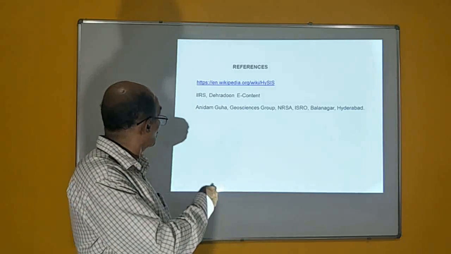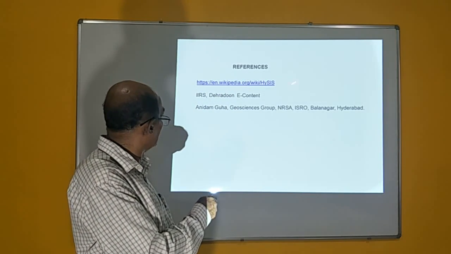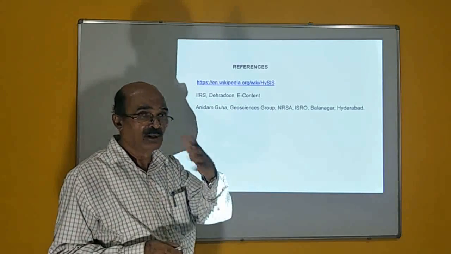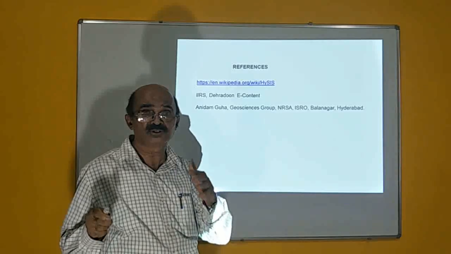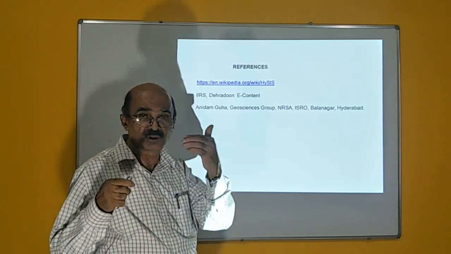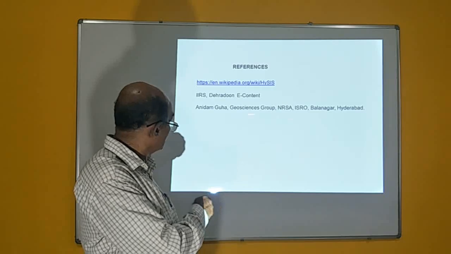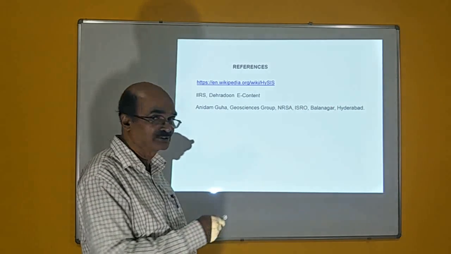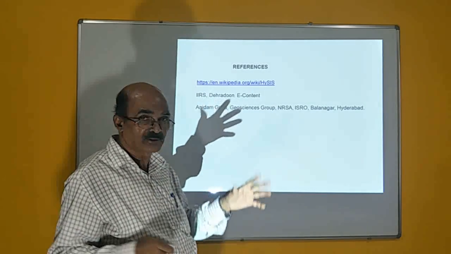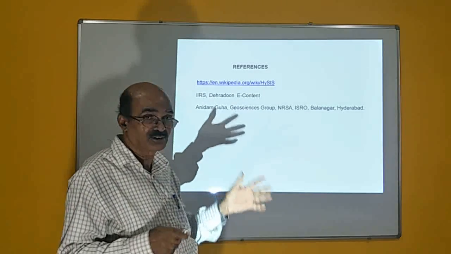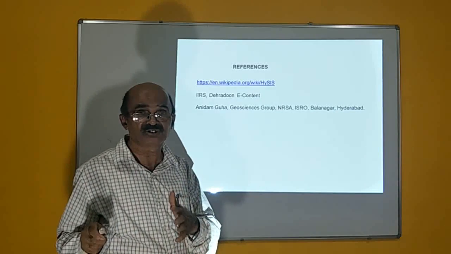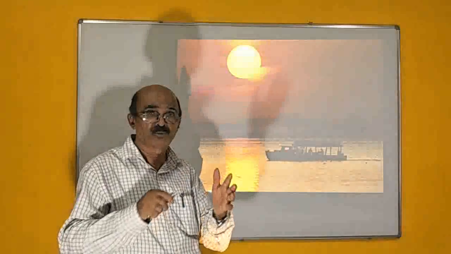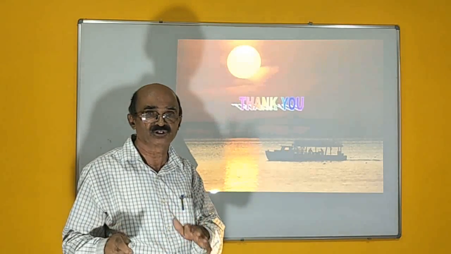And if you want more references, yes, you can visit Wikipedia or the Indian Institute of Remote Sensing, Dehradun. In fact, they have done a lot of work, and you can visit Indian Space Research Organization websites, and they too have launched a number of satellites. And even if you visit Arindam Guha, Geosciences Group, NRSC, ISRO, Balanagar, Hyderabad, again at Balanagar they are doing a lot of work. That center is called the National Remote Sensing Centre. And so far, I have discussed in detail the advantages of multispectral and hyperspectral remote sensing. Thank you.